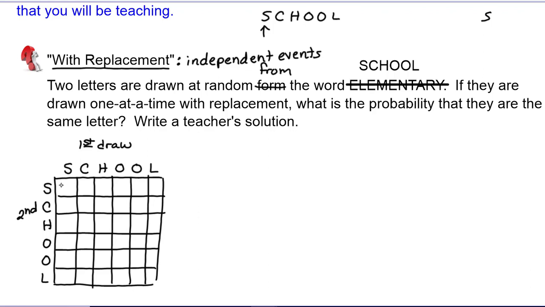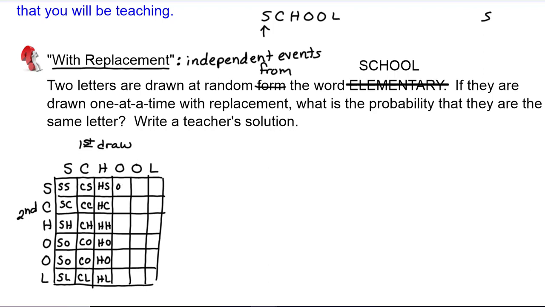Okay, so I could draw an S and an S, an S and a C, an S and an H, an S and an O, an S and an O, an S and an L. I could draw a C and an S, a C and a C, a C and an H, a C and an O, a C and an O, and a C and an L. H and an S, an H and a C, an H and an H, an H and an O, an H and an O, and an H and an L.